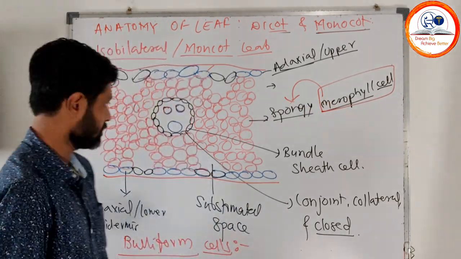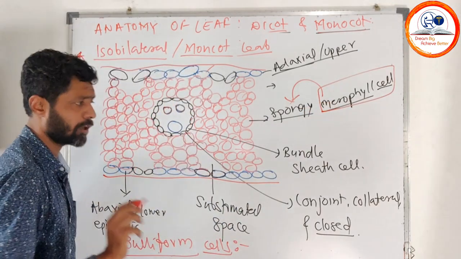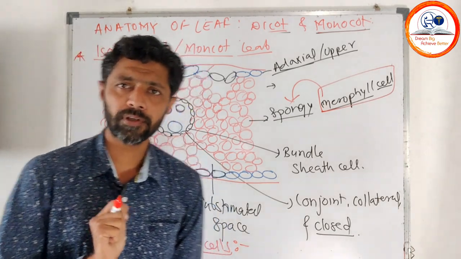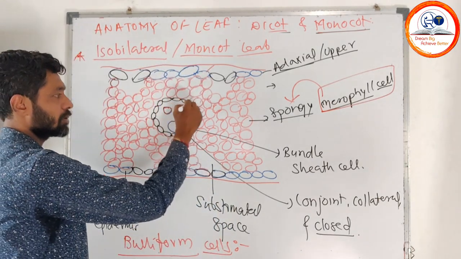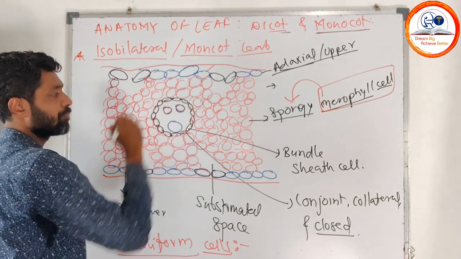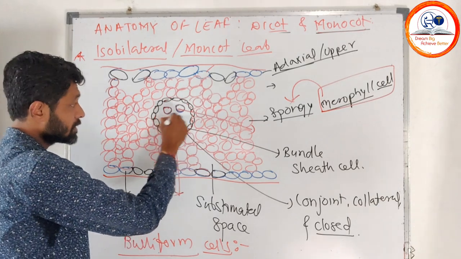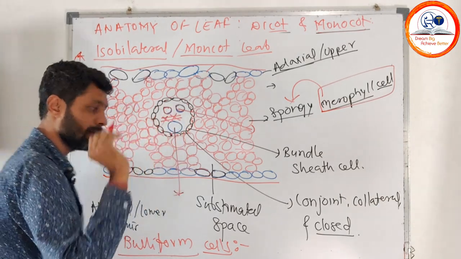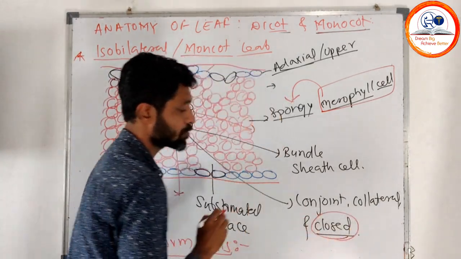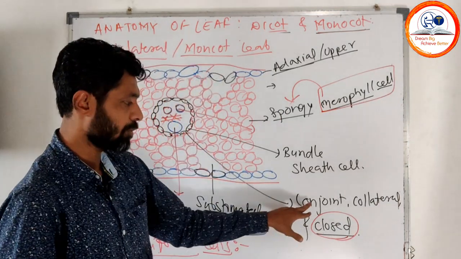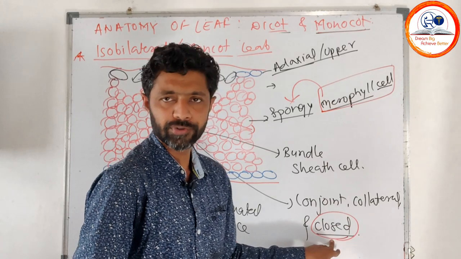Now we'll consider their vascular bundle. Their vascular bundle is also identical to the vascular bundle of the dicot leaf. Here there is also a bundle sheath cell, and there is also phloem and xylem, and there is no cambium. So these vascular bundles are closed type vascular bundles. So vascular bundles are conjoint, collateral and closed.